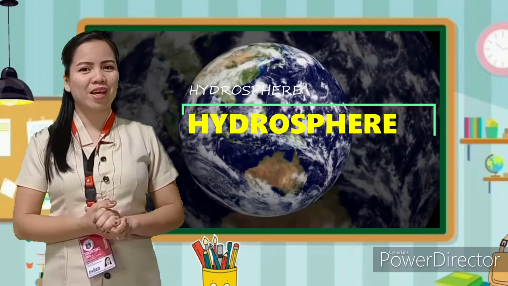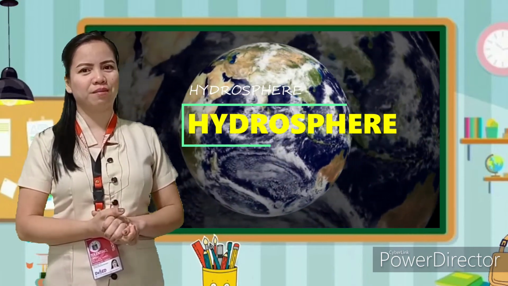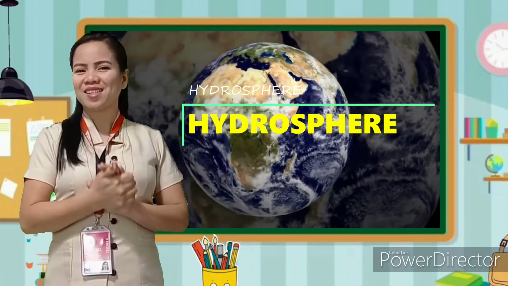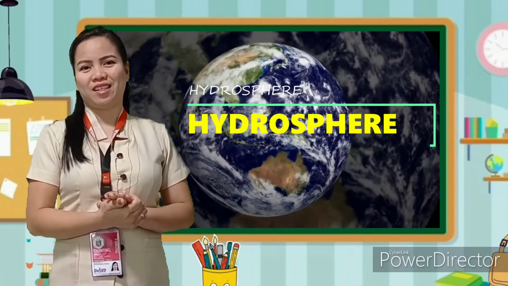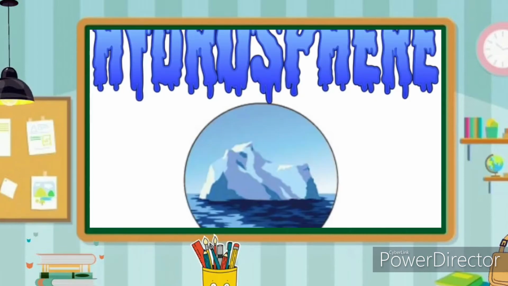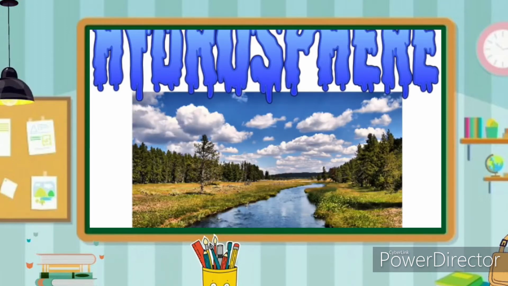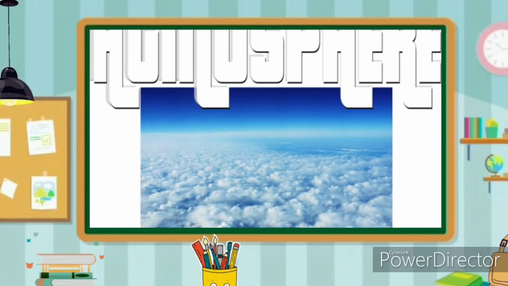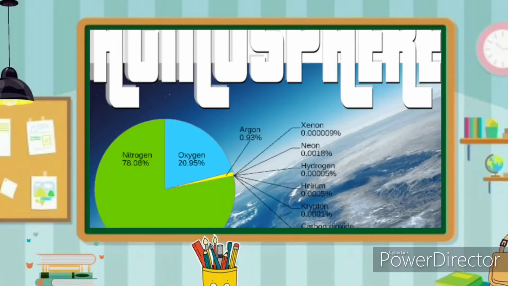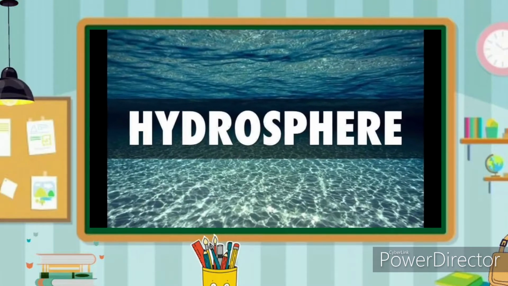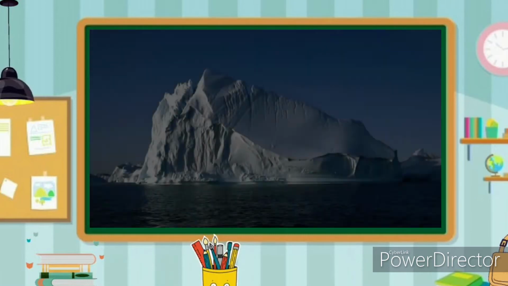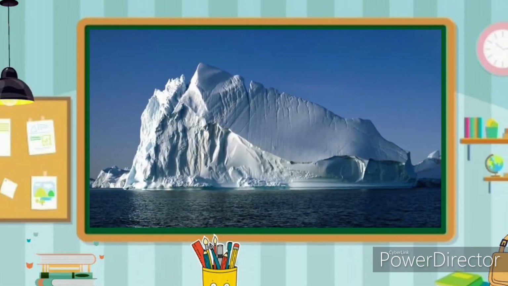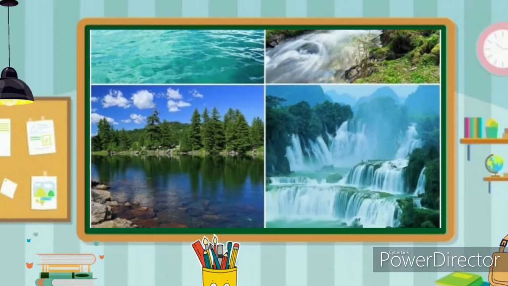Alright, what can you say about this sphere? Excellent! It is the sphere that is composed of water covering the Earth's surface. The 3rd sphere of the planet Earth is the hydrosphere. It is composed of water covering about 70% of the planet's surface and 97% of which is found in the oceans.